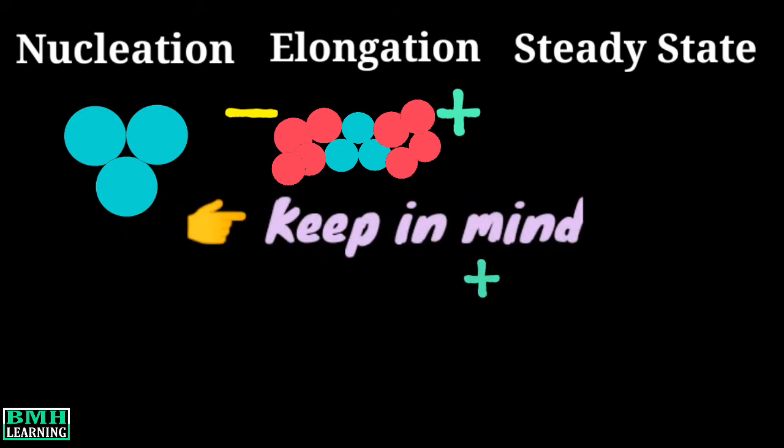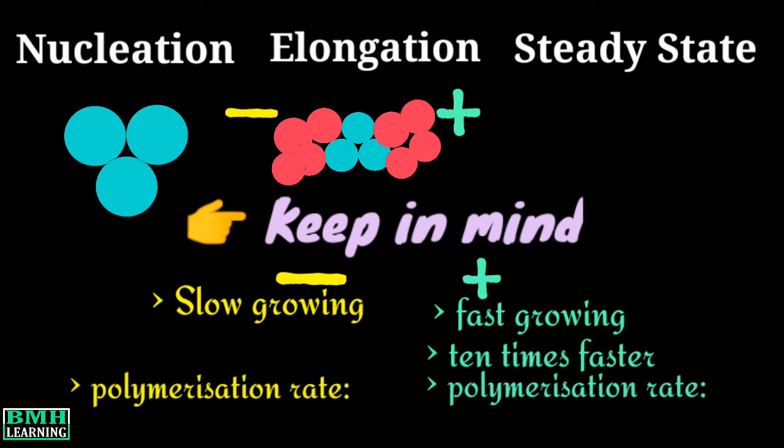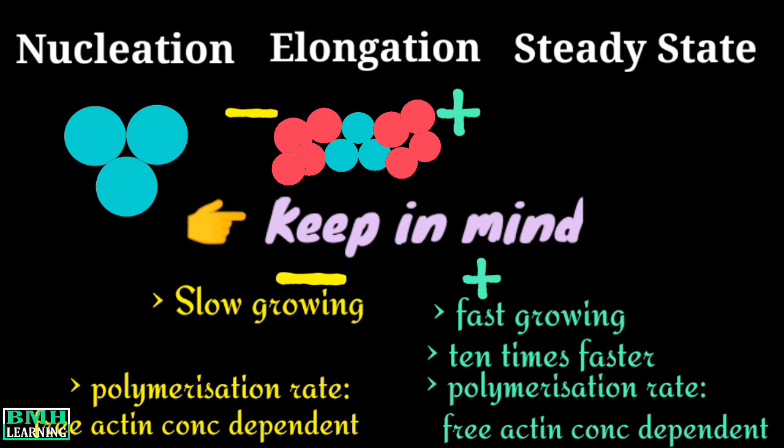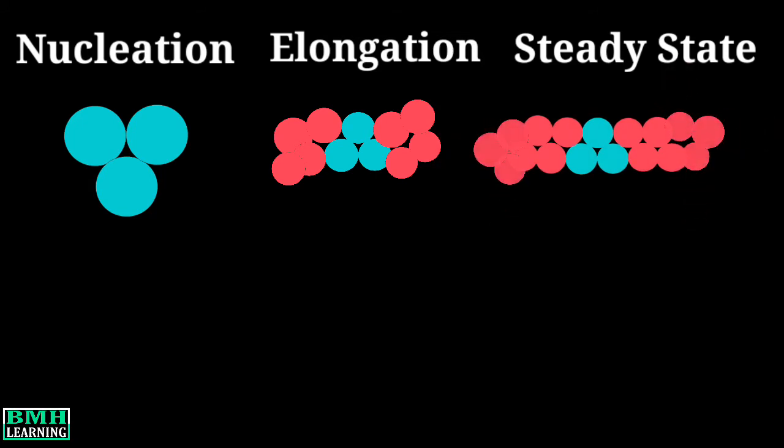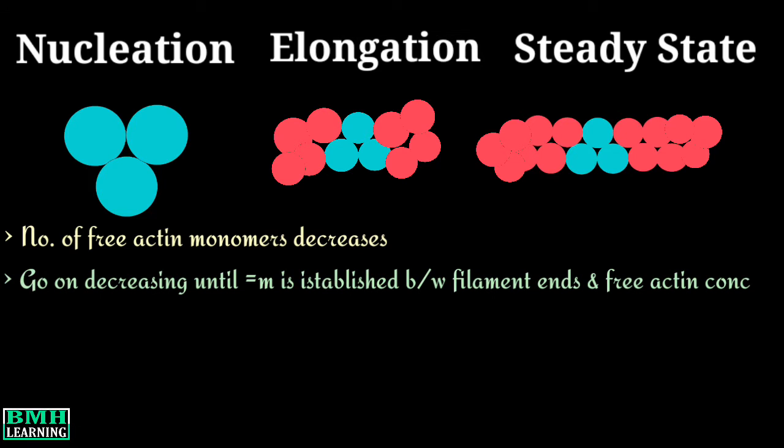Now keep in mind, the plus end is fast growing while the minus end is slow growing. So having said that, the rate of addition is nearly 10 times faster at the plus end than at the minus end. Okay? Also, the polymerization rate on both ends is dependent on the concentration of free actin. Now, as the filament piles up more actin units and grows in length, the number of free actin monomers decreases, and it goes on decreasing until an equilibrium is established between the filament ends and the free actin monomers.